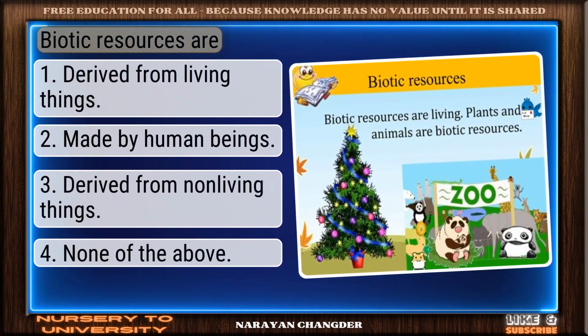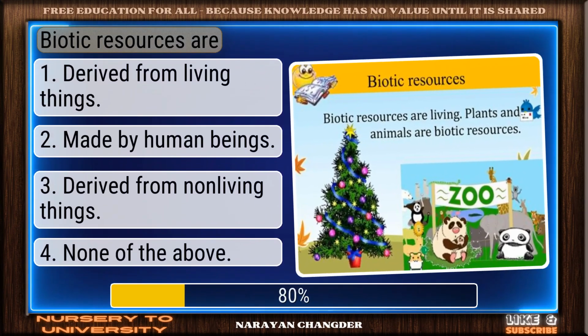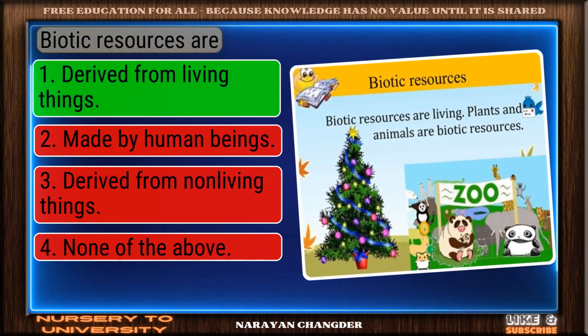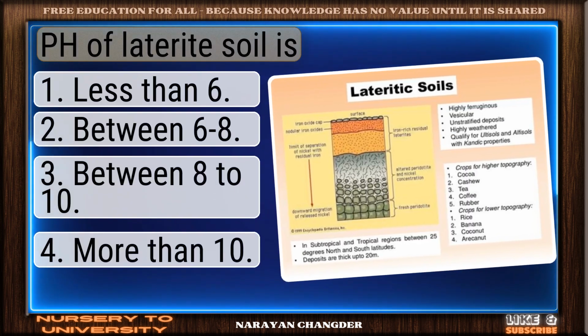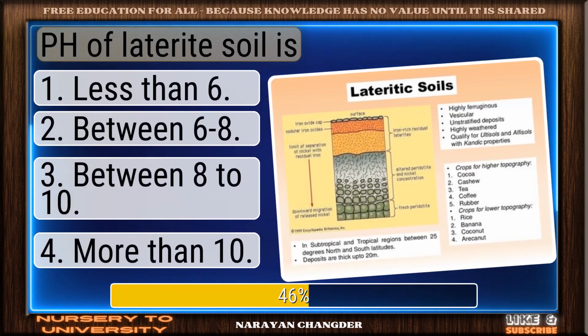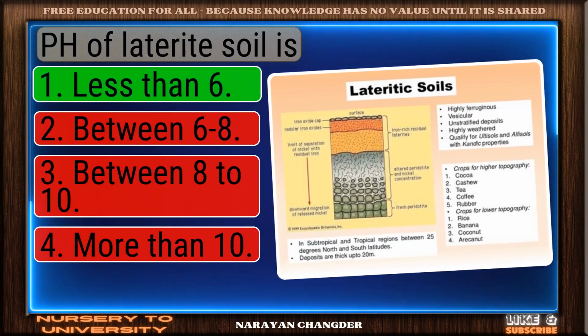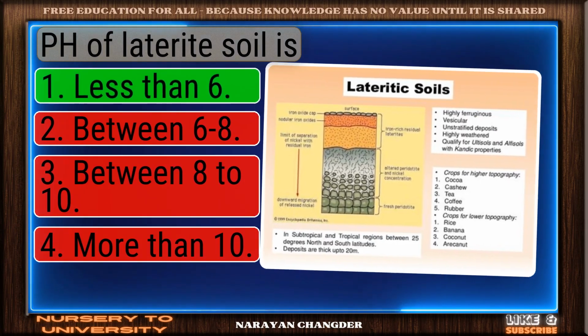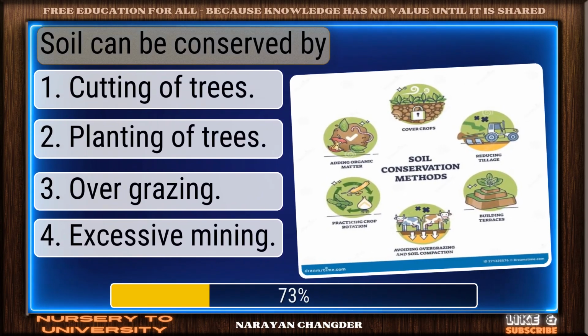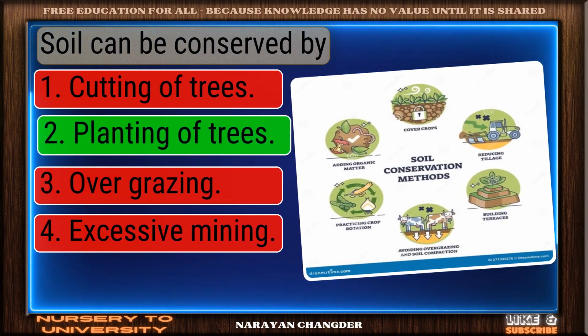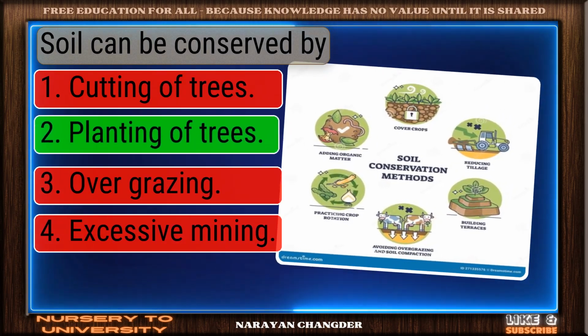Biotic resources are. Sharp thinking, derived from living things, is right. pH of laterite soil is. Correct response. Less than 6 is accurate. Soil can be conserved by. Well picked. Planting of trees is correct.